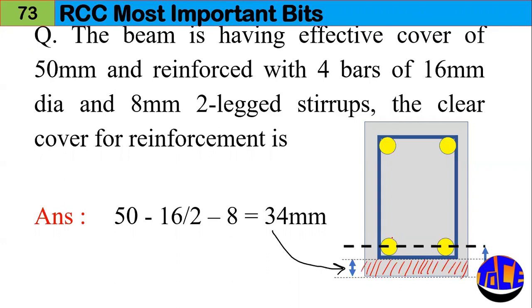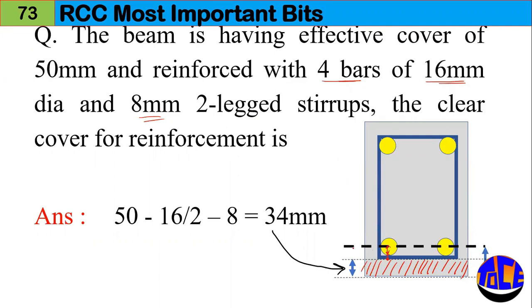He has given the dia of the main bars, that is 16 mm. So you have to take half of this, and the stirrup is 8 mm. So this stirrup is 8 mm. Okay, and what else has he given?